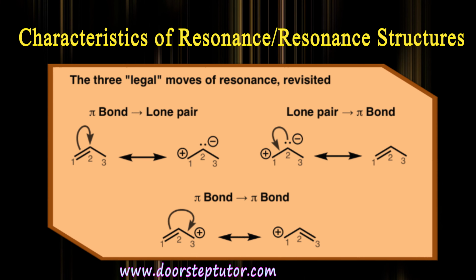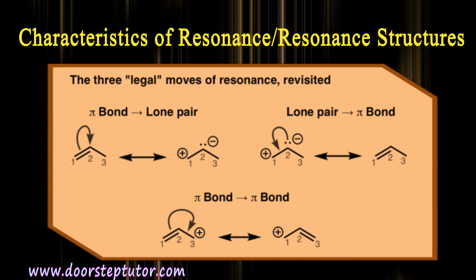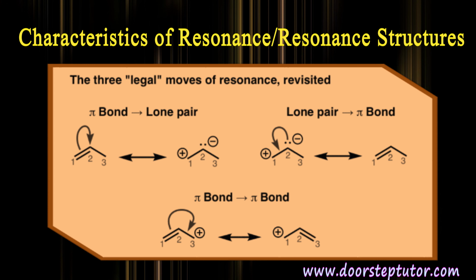Here in this figure, you can see three legal moves of resonance. So, you should know these moves, the rules to prepare the resonating structure of any molecule. In this lecture, in an upcoming slide, we will also see the correct way to make resonating structures. So here you can see that the pi bond breaks into a lone pair, and where the head of the arrow is, it shows the negative charge.